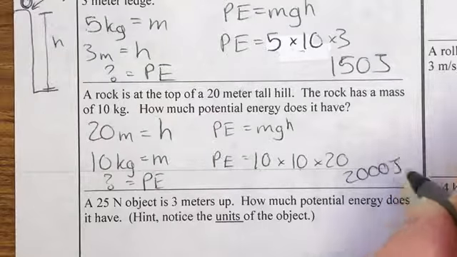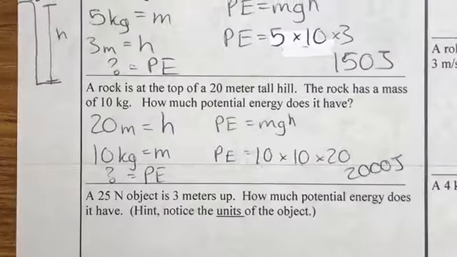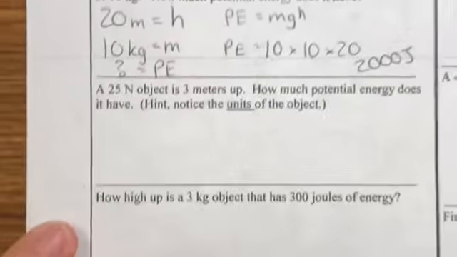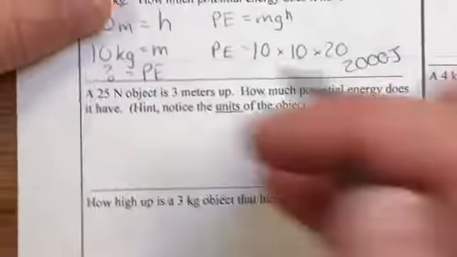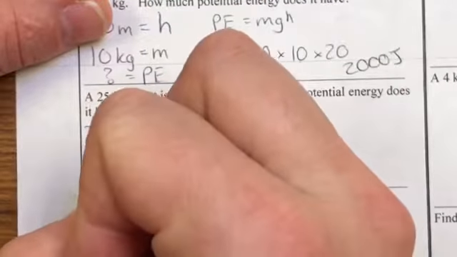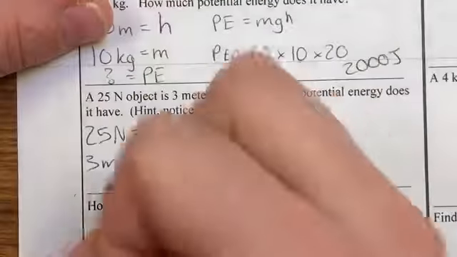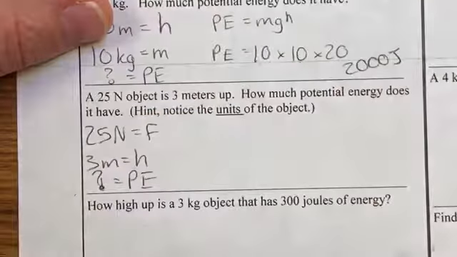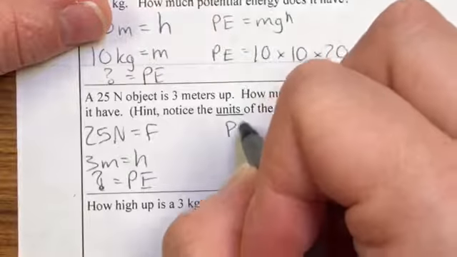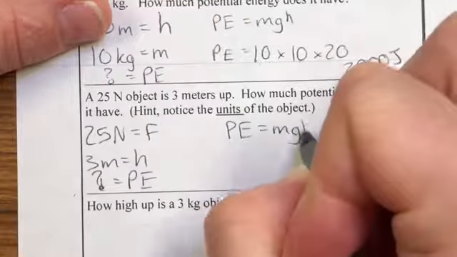Units measure joules. Okay. Now we have a 25 Newton object, 3 meters up. 25 newtons measures force, and 3 meters up is going to be its height. How much potential energy does it have? All right, well, potential energy is mass times gravity times height.